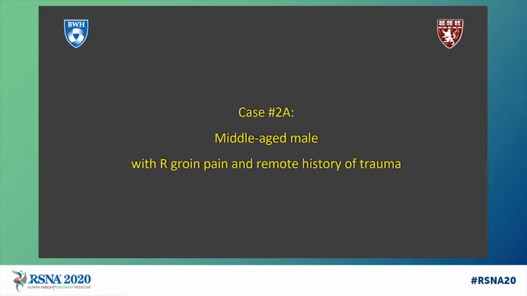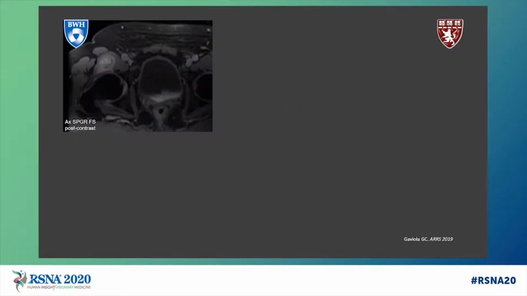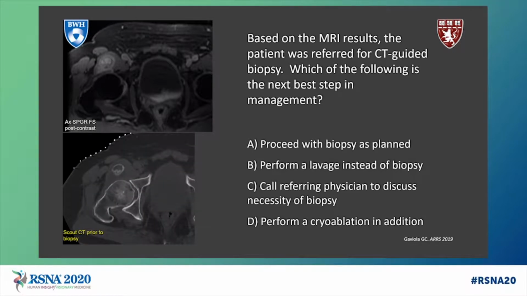All right, moving on to our next case. This is a middle-aged male with history of right groin pain and a remote history of trauma who presented for an MRI, which demonstrated this heterogeneous contrast-enhancing mass in the right groin region. Subsequently, the patient was referred for a biopsy of this, given the concern for an underlying soft tissue neoplasm.